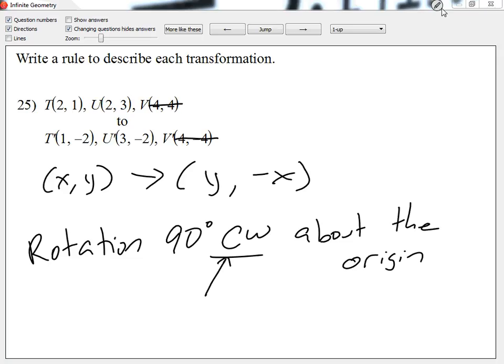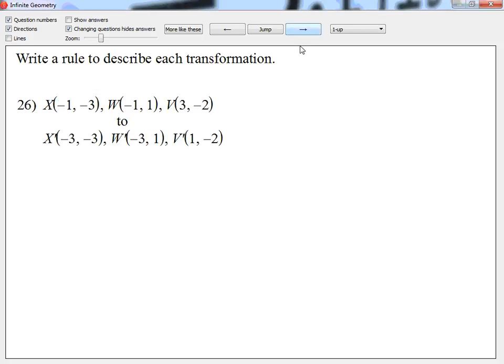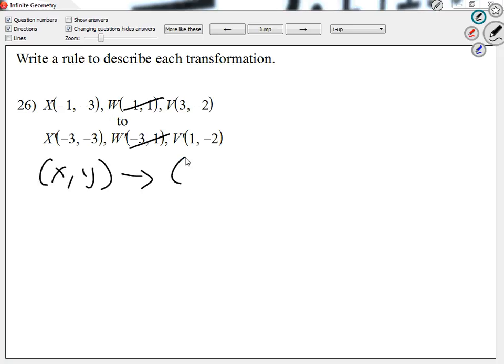So in fact, let me do one more of these. Let's take a look at number 26. I know W is not a good point to follow. Let's take a look at X. If I follow X, it looks like (x, y) becomes just (y, y), right? It looks like (y, y). So it seems like we don't have an x, which is a weird rule. Like, we don't have that rule.